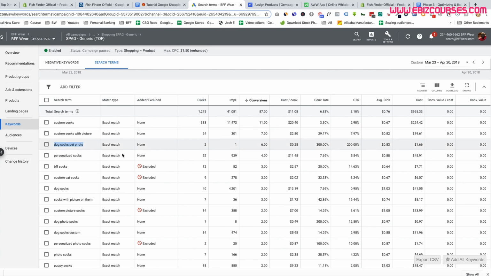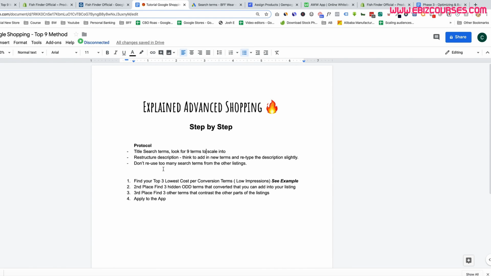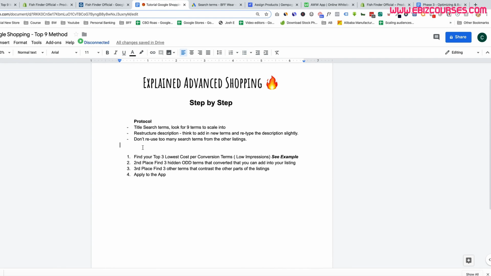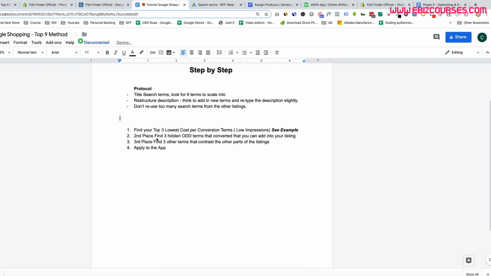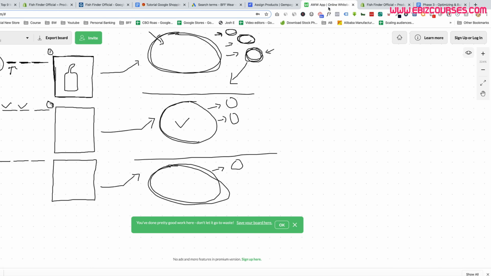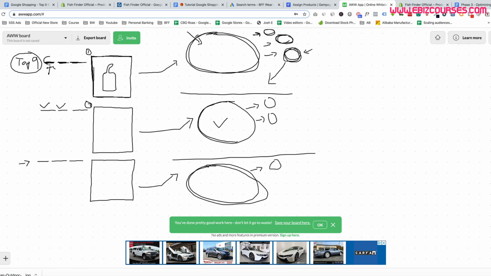Now let me show you how we're going to organize this real quick before I keep going. So we're going to go through actually this. These are going to be our steps. What we want to do is find our top 3 terms that are going to be in the front of our listing. Remember how we have the listing right here, the title. So we want to find our top 3 terms that are going to go in each one of these different SKUs, right? So now we're looking for our first place winners.